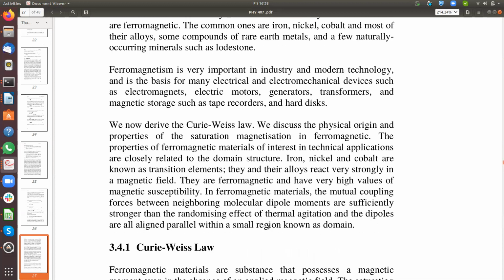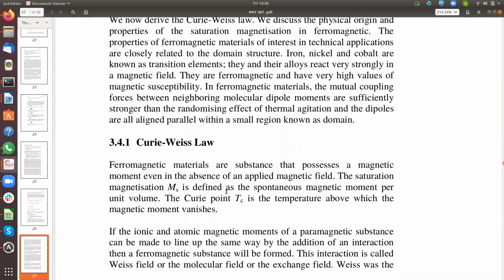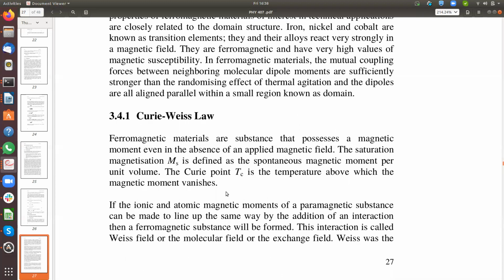So the next thing we are going to be discussing is the Curie-Weiss law in relation to ferromagnetism. Ferromagnetic materials are substances that possess a magnetic moment even in the absence of an applied magnetic field. The saturation magnetization Ms is defined as the spontaneous magnetic moment per unit volume, and the Curie point Tc, that is the Curie temperature, is the temperature above which the magnetic moment vanishes.